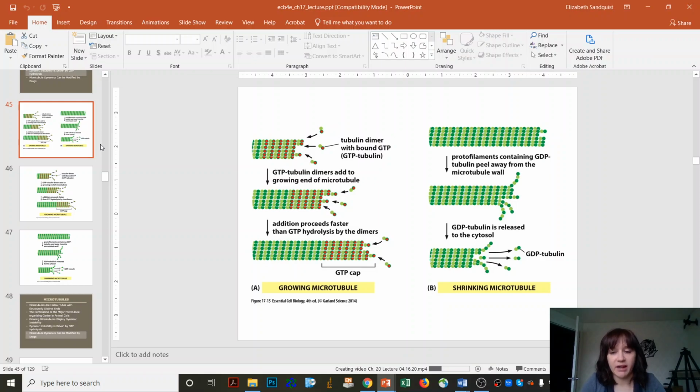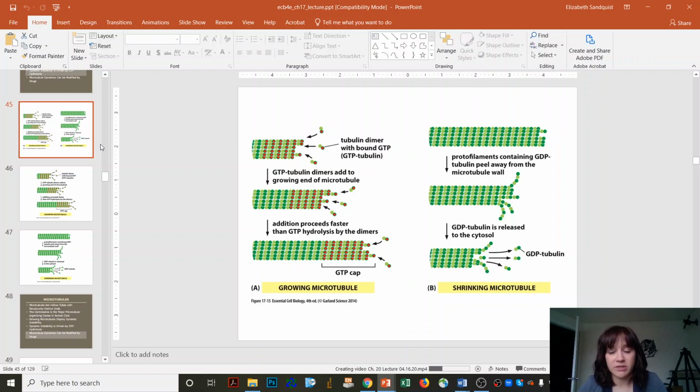So what we have here is a growing microtubule and a shrinking microtubule. When we say that the cytoskeleton is dynamic, we mean it can change in length. It can be shorter or longer. And so polymerization is what we're talking about with elongation, adding polymers or subunits. And depolymerization is when it's shrinking in length, it's losing those polymers.